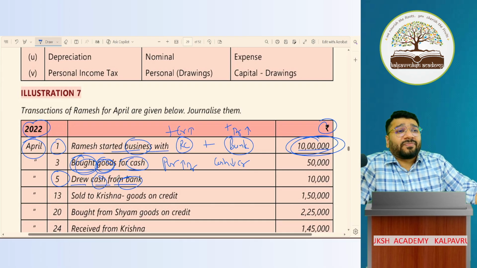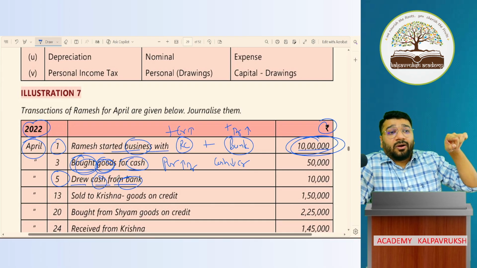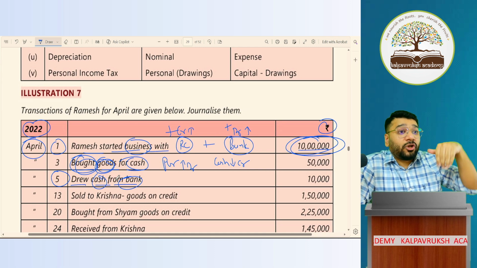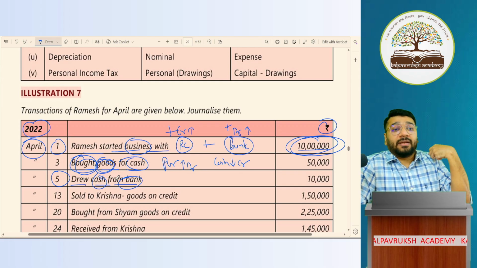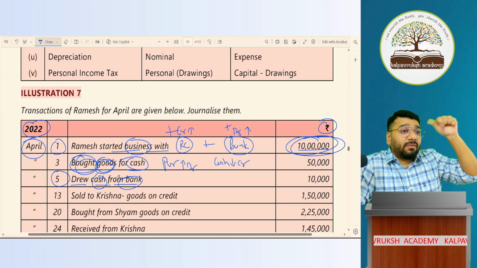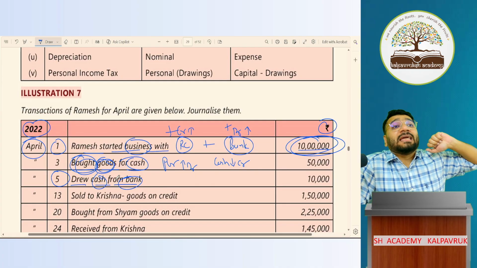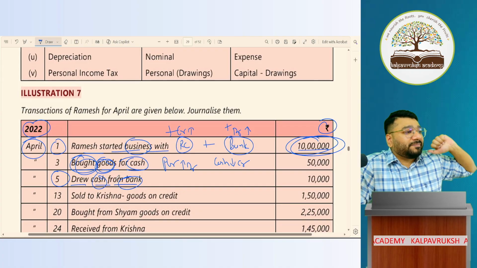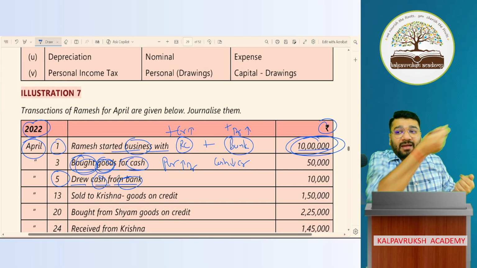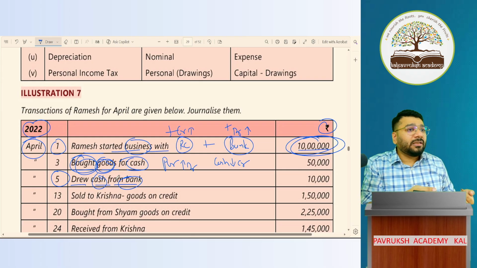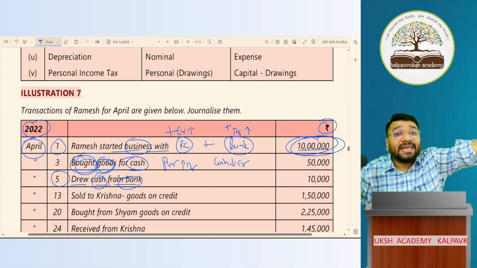Drawings will come when either money or goods or asset is withdrawn for personal purpose. As an owner, I'm withdrawing the money. In that case, that money I'm withdrawing, I should be adjusting against my capital account through drawings ledger. But here, the money is withdrawn for the business. So from the bank, I'm withdrawing the money. From ATM, I'm withdrawing the money. And where will I give this cash to? My cashier in the business.